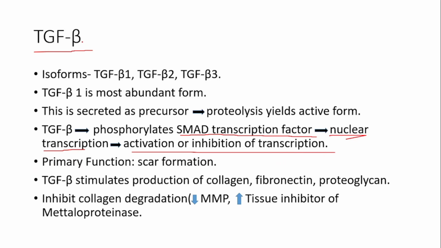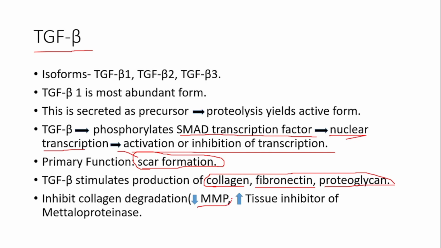The primary action of TGF beta is scar formation. Okay, whenever a scar is formed, it is because of the release of this TGF beta. TGF beta stimulates the production of collagen, fibronectin, and proteoglycan. Why? Because collagen, fibronectin, and proteoglycans are important for scar formation. So it stimulates the production of all these. It also inhibits the collagen degradation. How? By reducing the matrix metalloproteinases.